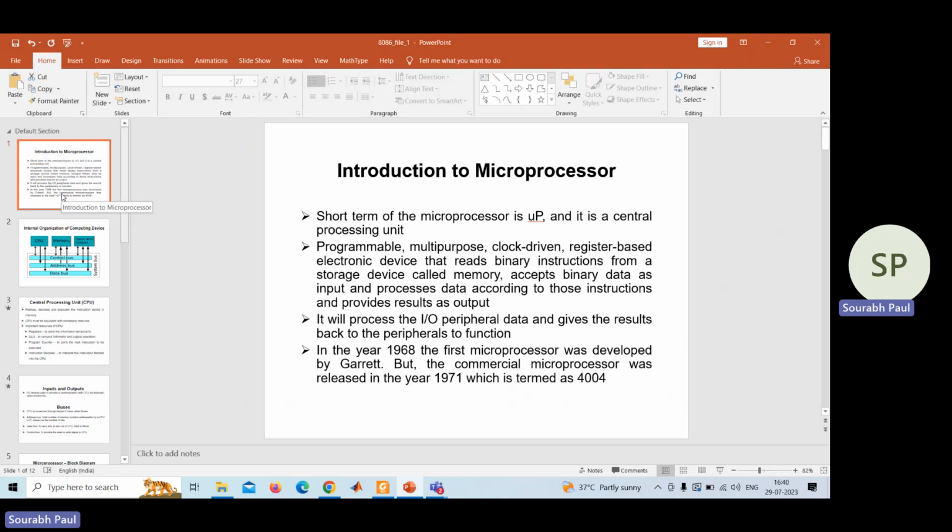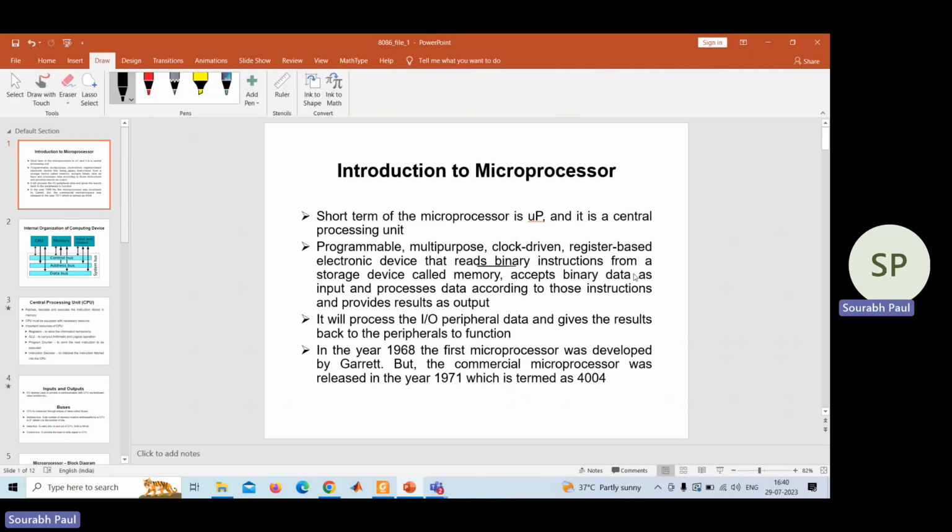Microprocessor is a programmable, multi-purpose, clock-driven, register-based electronic device that reads binary instruction from a storage device called memory, accepts binary data as input and processes data according to those instructions and provides the result as output. Now, this is the definition of microprocessor. Now, what does it mean?